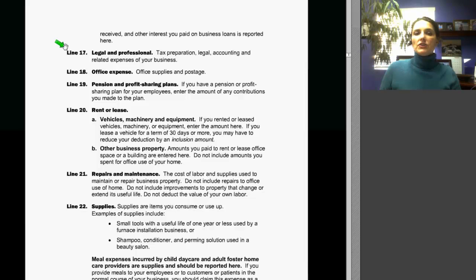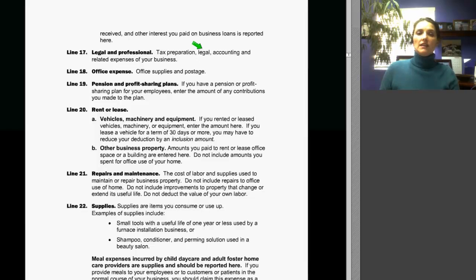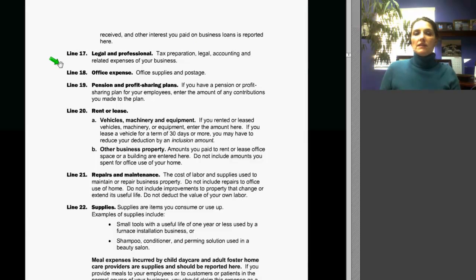Line 17, legal and professional. Tax preparation, legal, accounting, and related expenses of your business would be entered here. And again, when you're dealing with legal and professional fees that you've paid out, if you paid an individual who is not a corporation more than $600 during the year, you will need to issue them a 1099 miscellaneous. Oddly enough, if you pay an attorney, regardless of whether that attorney is incorporated or not, you are always supposed to 1099 attorneys. Line 18, office expense.